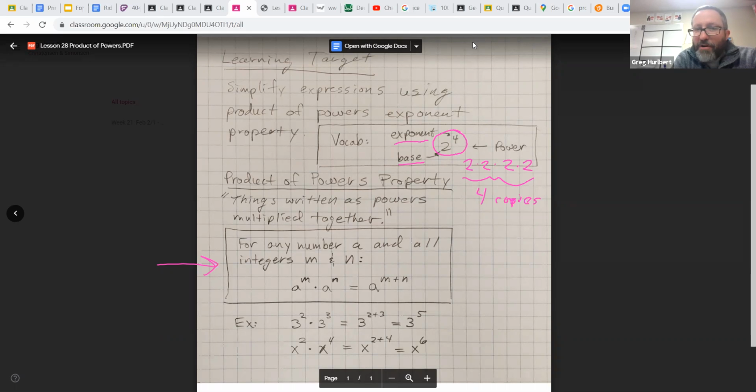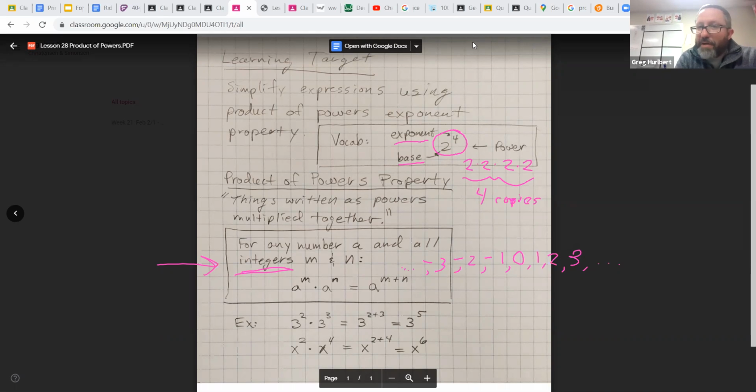For that and for all integers m and n. If you see the word integers right here and don't know what that is, it is all the counting numbers, like all the whole numbers starting with 0, and their opposites. Those are integers. So any number that's 0, 1, 2, 3, 4, or -1, -2, -3, -4, those are integers. So m and n, the exponents, are going to be those counting numbers and the negatives of them.